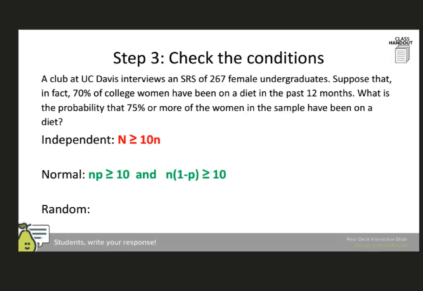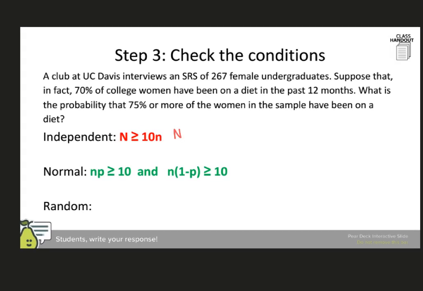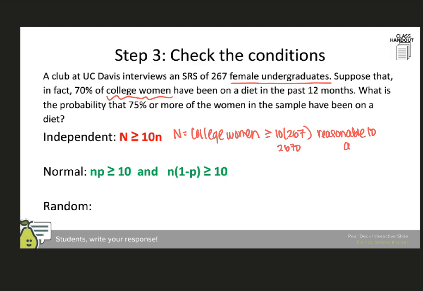Now we're going to check our conditions. So for our independent condition, we need to define our population, which we kind of did in step 1. So N represents college women. So it's not college women who have been on a diet because that's the question we're asking them, but we're sampling all college women or female undergraduates. That has to be greater than or equal to 10 times 267. So that's 2,670. So is it reasonable to assume that there are more college women than 2,670? That's definitely reasonable to assume. So the independent condition is met.